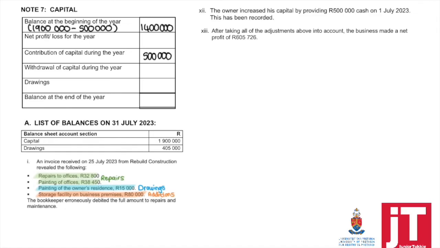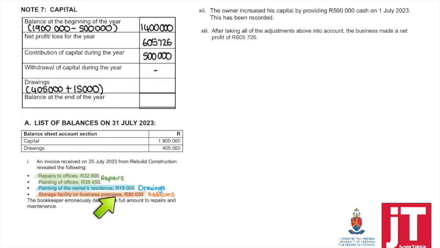Then the last adjustment, after taking all of the adjustments above into account, the business made a net profit. That must be added. My drawings was 405,000 in the list of balances.